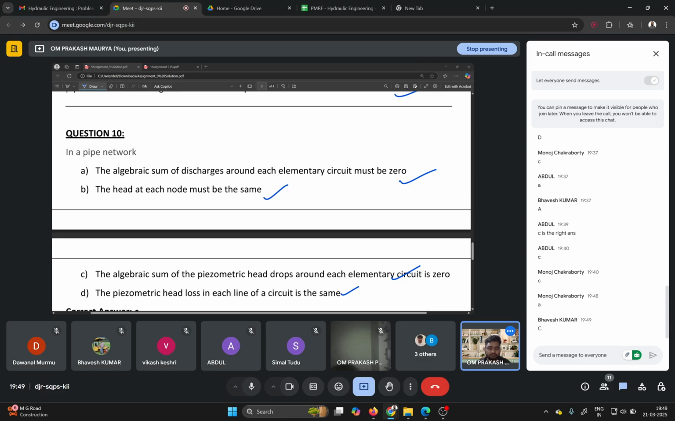Okay, Bhavesh is telling C: the algebraic sum of piezometric head drop around each elementary circuit is 0. Okay. Other students, please also try to write your answer.